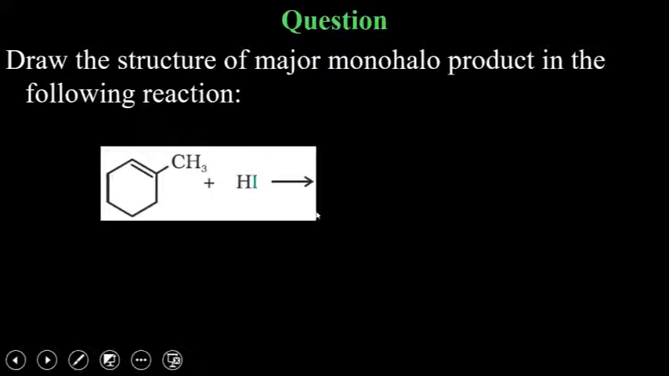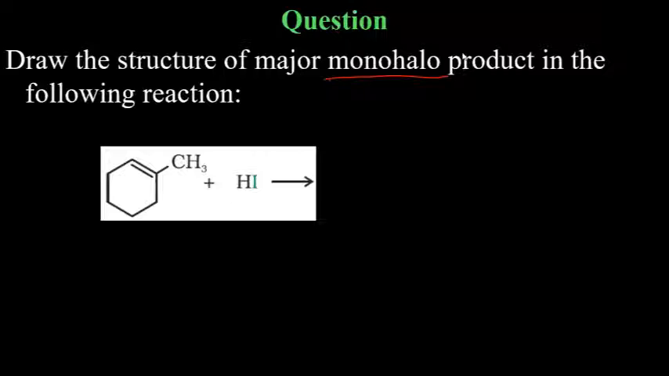Next, draw the structure of major monohalo product. Again, monohalo product means there will be only one halogen attached in this compound.